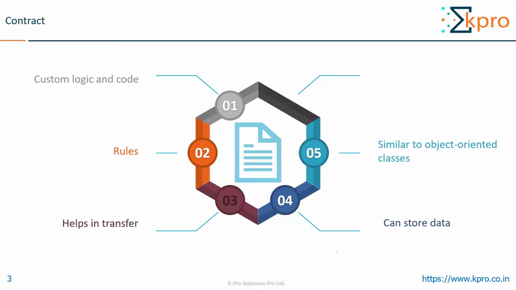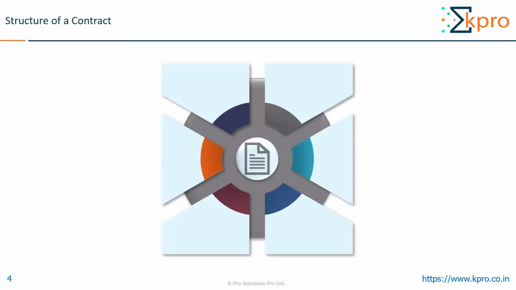Smart contracts are similar to object-oriented classes. They can call another smart contract just like object-oriented programming languages. Smart contracts can be thought of as small programs consisting of functions.